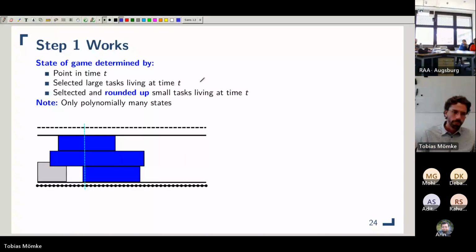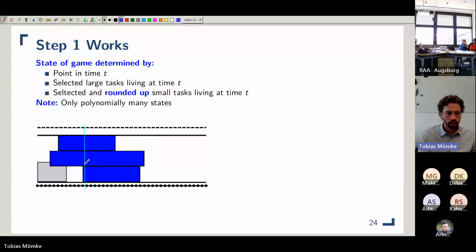So for playing the game optimally, we can look at the states of the game that we can have. And what you can see is at any point in time, the important thing that we have is which tasks are selected and rounded up. That is a large task and the selected rounding up task. Those tasks define the states that we are in. That is, at a point in time t, these 3 tasks give us a game state, and then we have values associated with states.